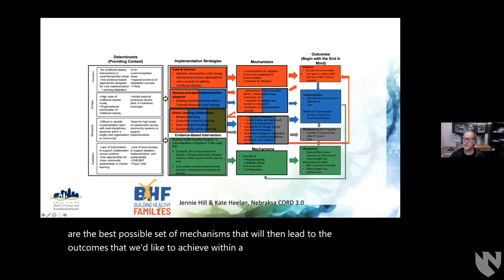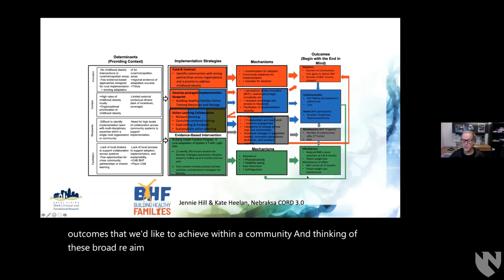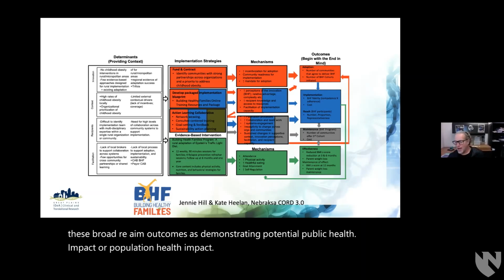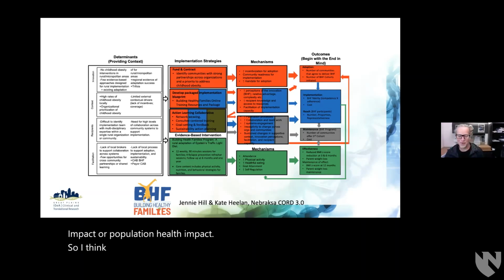And thinking of these broad RE-AIM outcomes as demonstrating potential public health impact or population health impact. Okay, so I think I'm almost done all of the examples here. Any questions on this one?